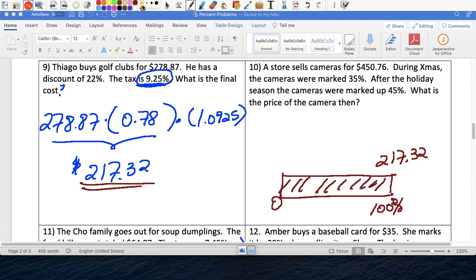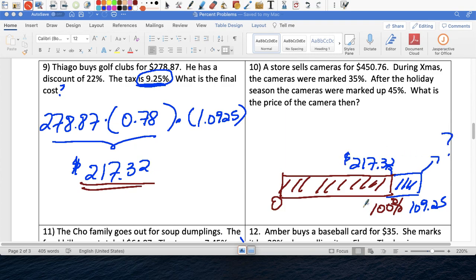Now we have to pay taxes. Taxes here are 9.25, so if you add 100 to 9.25, you get 109.25. Let me erase that. 217.32 is over here. But they're asking you what that price is. So 217.32, if you multiply it by 9.25%, it's going to give you what the tax is, and then you have to add it to 217.32.